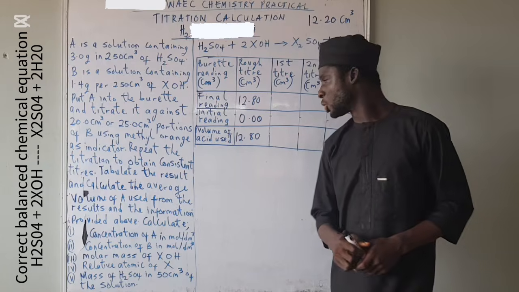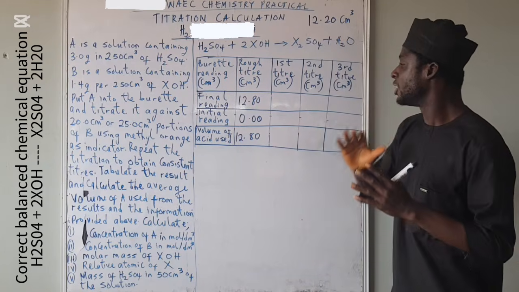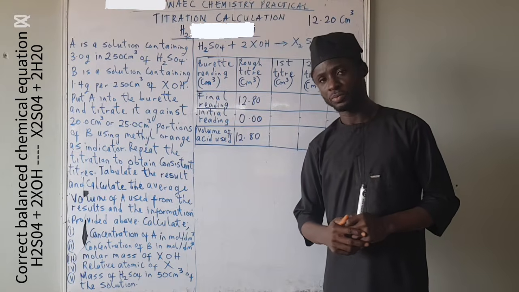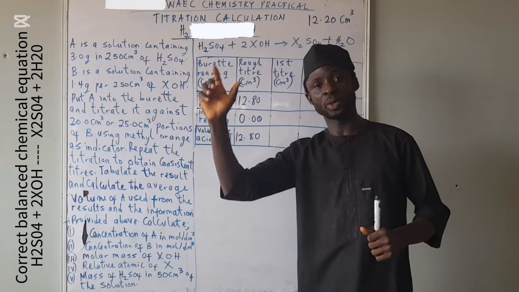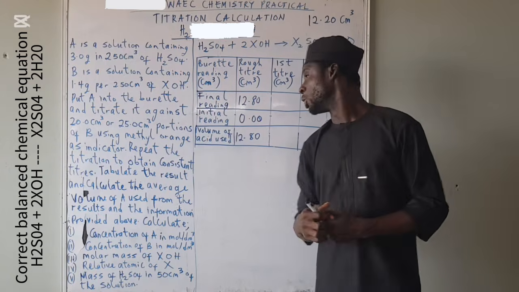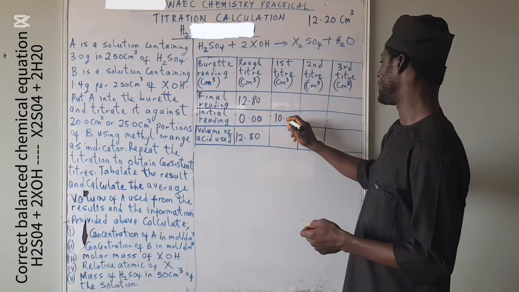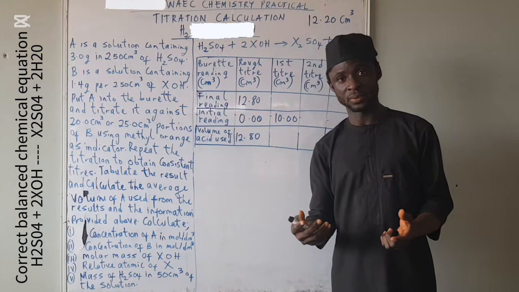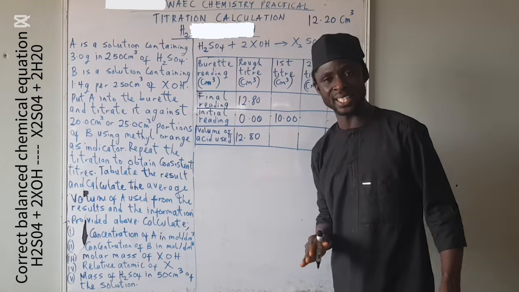So for you to formulate your table, you may do it in such a way that your initial value is not starting from 0. You can make it 10, that you start running your acid from 10 cm3. So here you can say you are starting from 10.00. That's your initial Burette reading, so that everything doesn't look like 0.00.